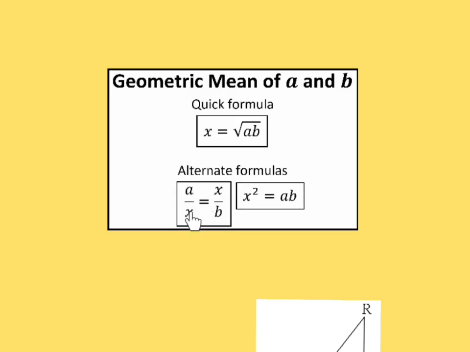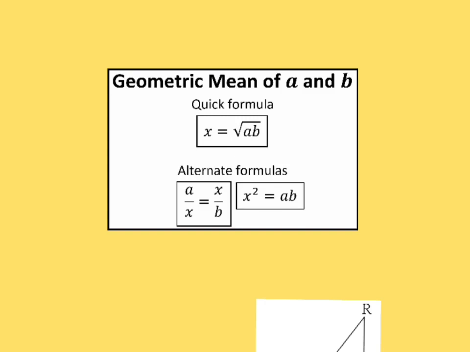Then by cross multiplication we will get x into x, that is x square is equal to a into b. Therefore, taking square roots on both sides we will get x is equal to square root of a into b. The geometric mean can be calculated by using this formula, that is x, meaning the geometric mean, is equal to the square root of the remaining two numbers, that is a into b.